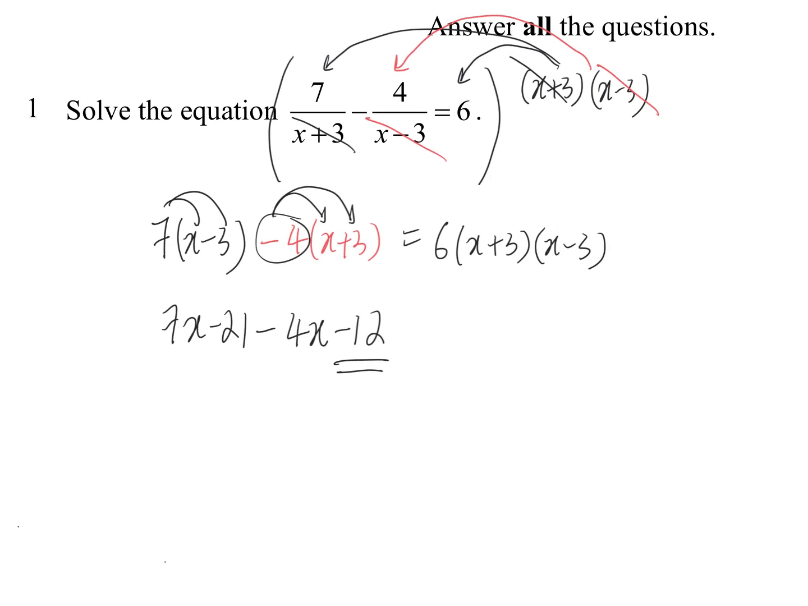This is where you lose your first mark. The first method mark is where you multiply by the LCM and get rid of the fraction. Okay, and then this one, if you go and expand it out fully, you should end up with a x squared minus 9.